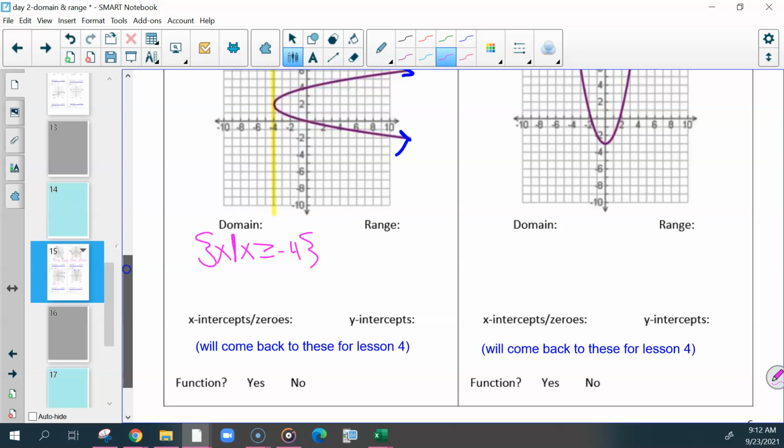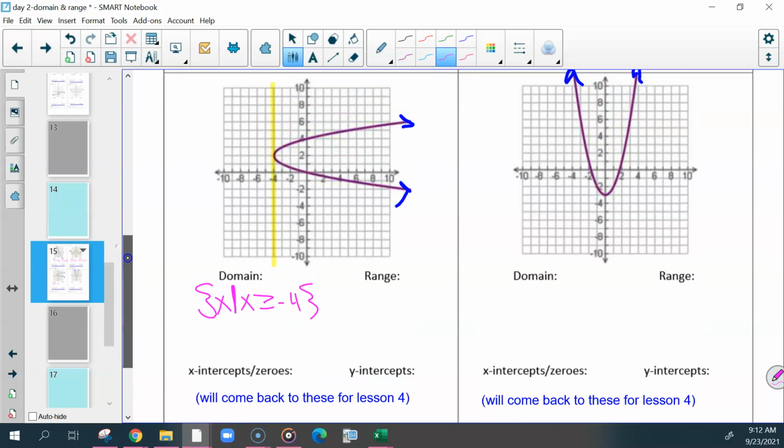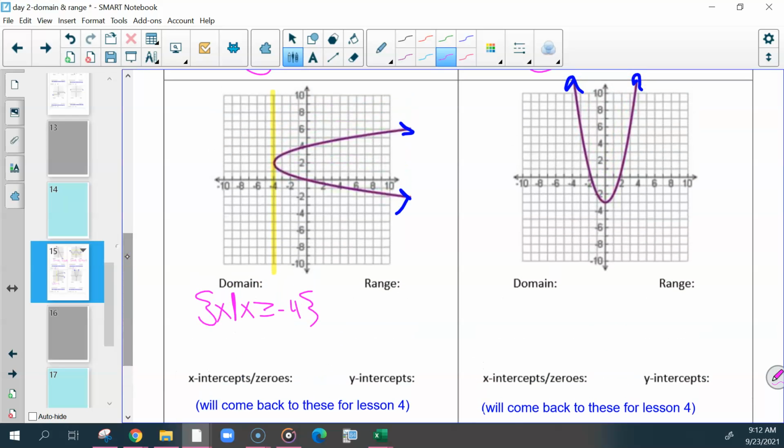And then the range would be infinity. Or, no, it wouldn't, because it goes up and down-ish. Yeah. So it's going slightly up and slightly down. Very, very slowly. So yes, that would be all real numbers.